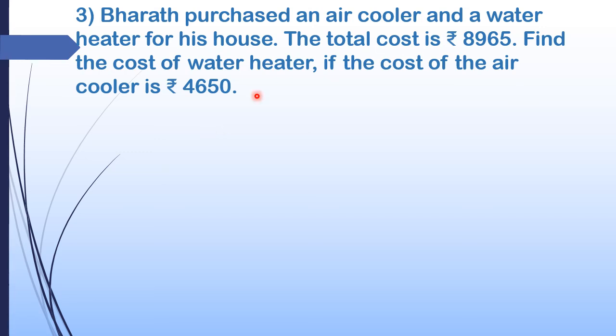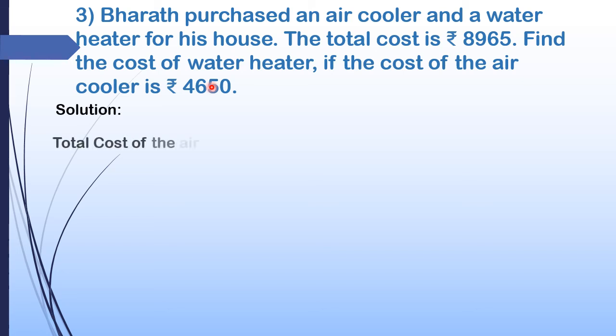Okay. Bharat purchased an air cooler and a water heater. So he paid the total cost. He paid is 8,965. And also here the cost of air cooler is given. Now we have to find out the cost of water heater. So the total amount is given, and the amount of one product. Okay, the amount of air cooler is given. So when we subtract the amount of air cooler from the total, we get the cost of water heater.